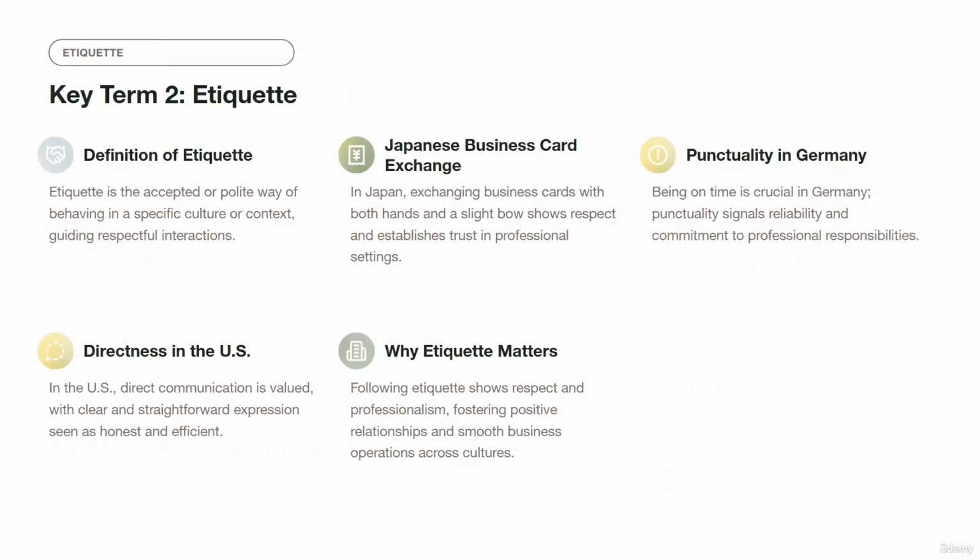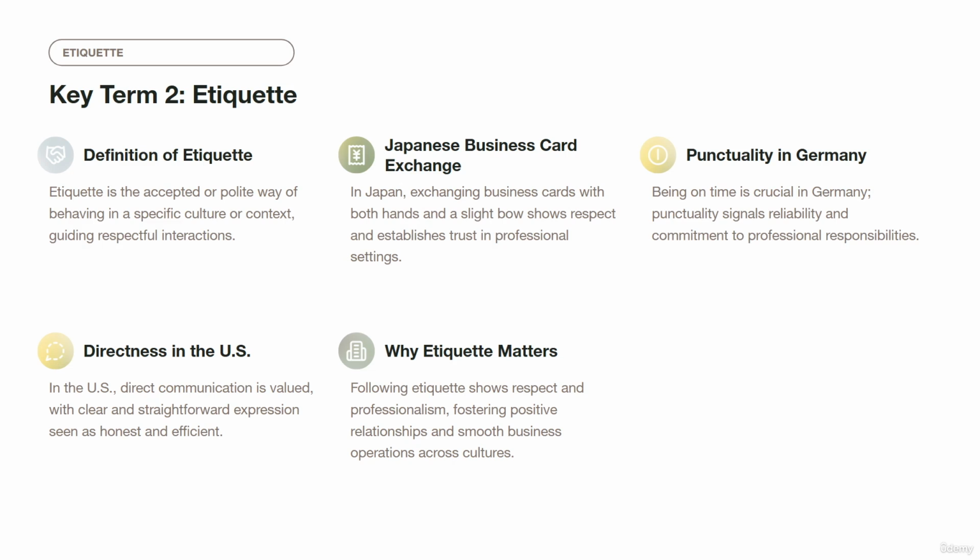Etiquette is the accepted or polite way of behaving in a specific cultural context, and it guides respectful interactions. So an example might be that in Japan, exchanging business cards with both hands and a slight bow shows respect and establishes trust in professional settings. This is etiquette. Different contexts could be shaking hands, for example, which is very common in the Western world. Or in Germany, punctuality. Being on time is crucial in Germany. Punctuality signals reliability and commitment to professional responsibilities.